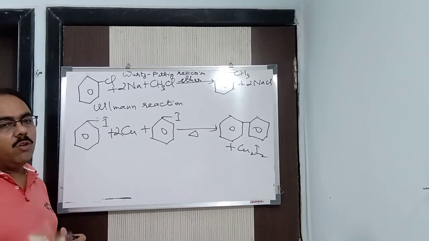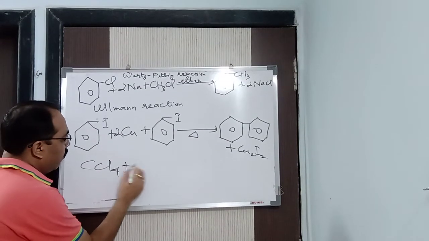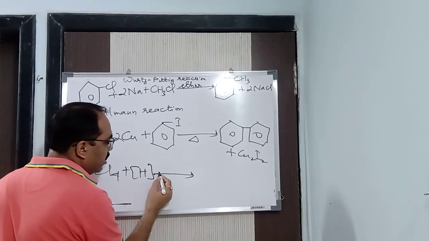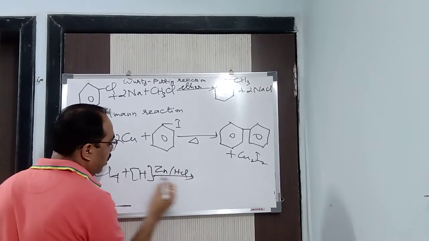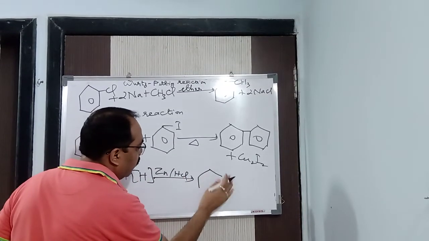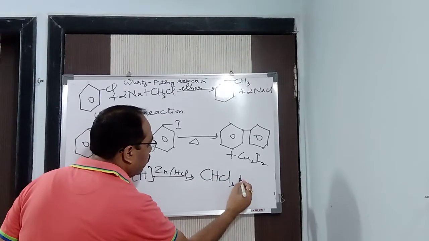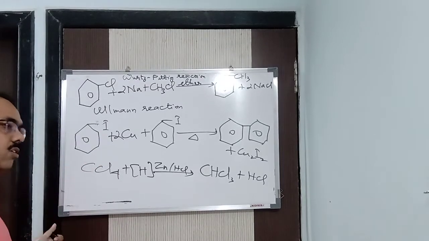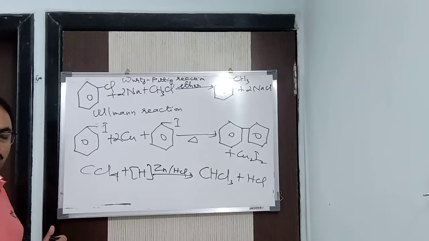Similarly, you can prepare chloroform from carbon tetrachloride also. How? When CCl4 undergoes reduction, with any reducing agent. For example, I am taking zinc and HCl, which gives nascent hydrogen. What am I going to get here? CHCl3 plus HCl. This is your chloroform. In this way you can also prepare chloroform. So these are polyhalogen compounds.